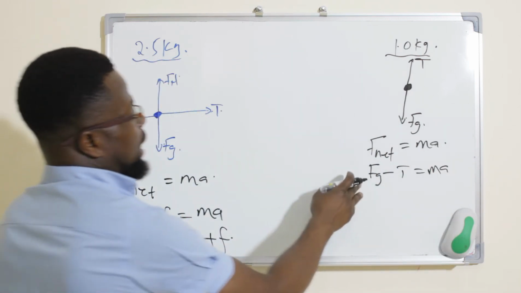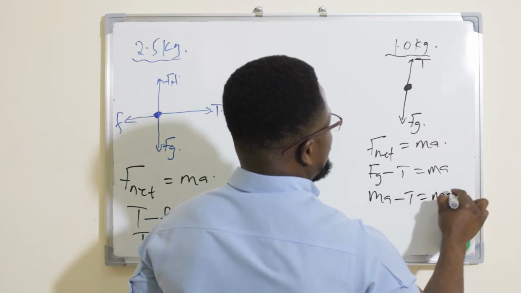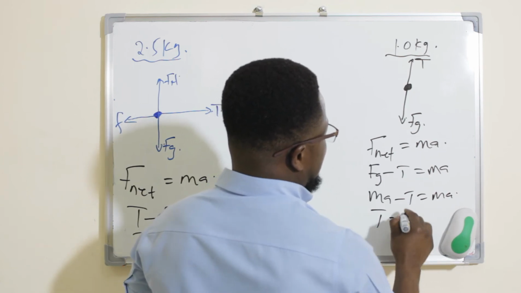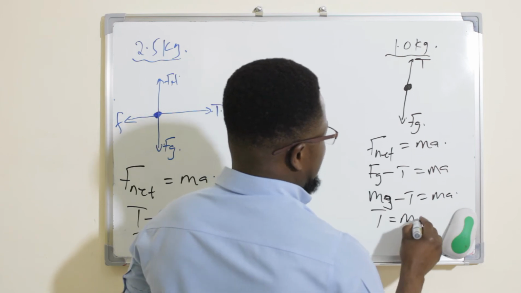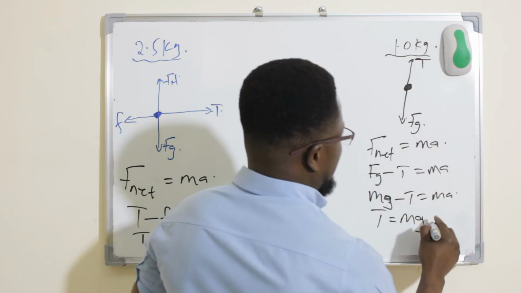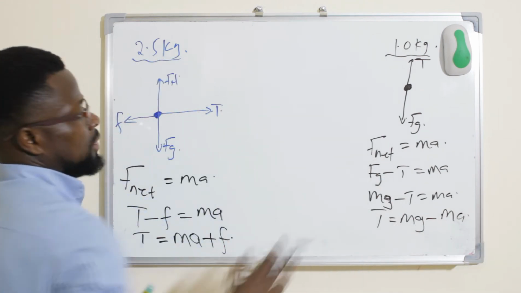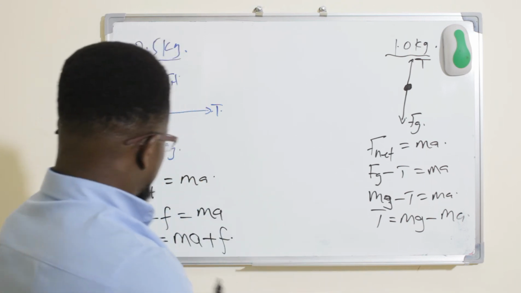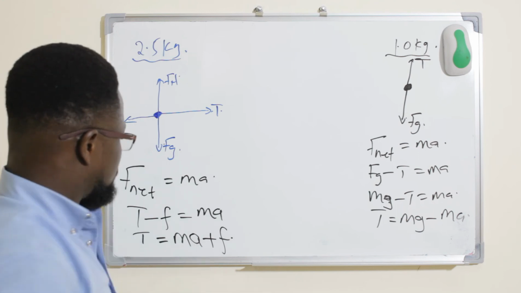And we know the weight is mg minus T equals MA. So we can make T the subject and say that it is mg minus MA. And this also becomes the equation for the 1.0 kg. And this is the equation for the 2.5 kg.